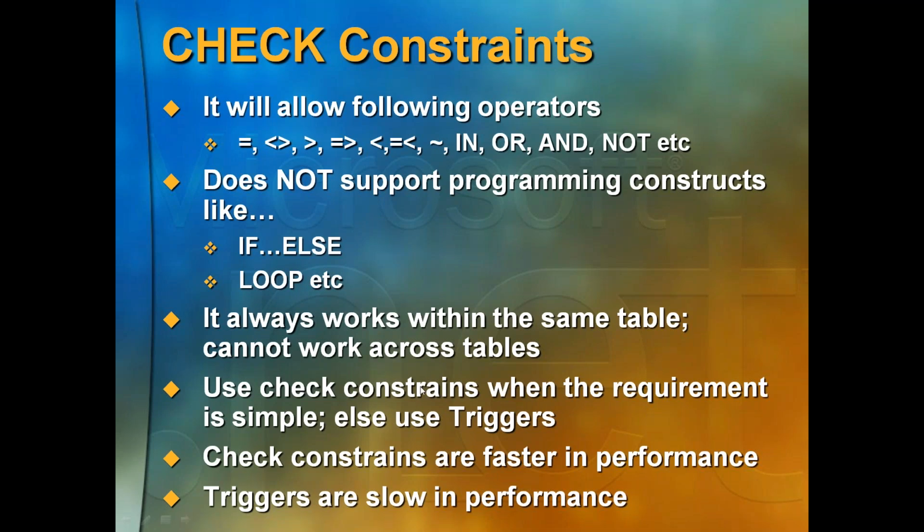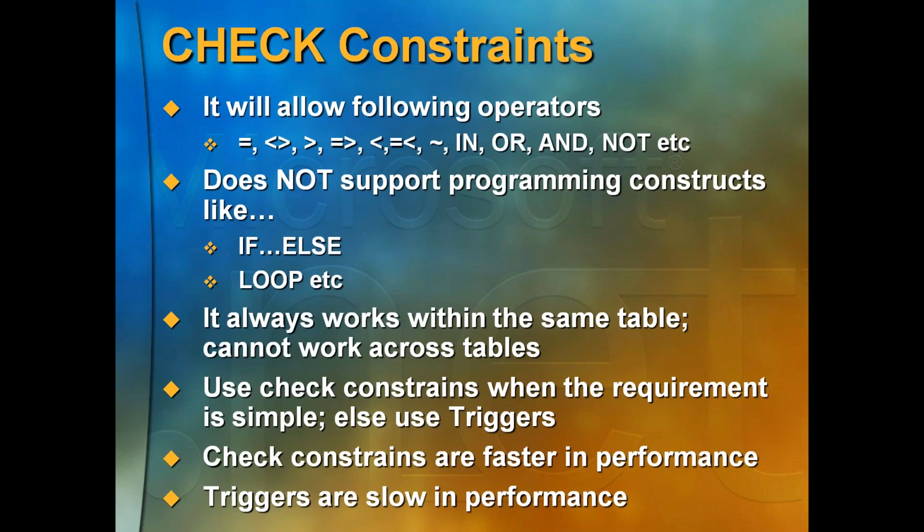Clear? Use a check constraint when the requirement is simple, else use triggers. Check constraints are fast in performance, triggers are slow in performance. Now you should understand, use a check constraint when the requirement is simple, else use triggers. What is a check constraint doing? It is validating the data whenever you insert, update, or delete. Validations are done by the check constraint. So for the simple requirement, check constraints are used to validate the data.